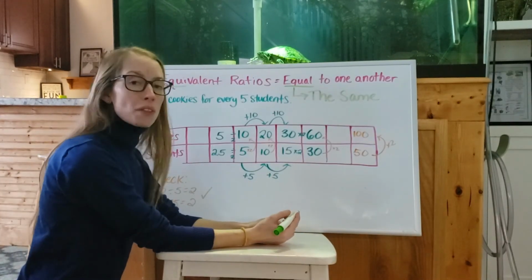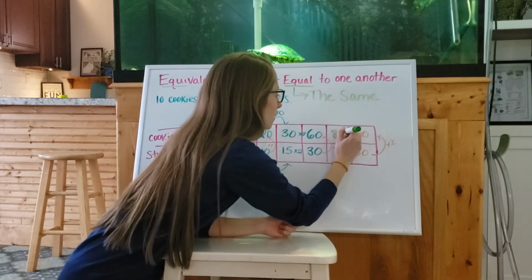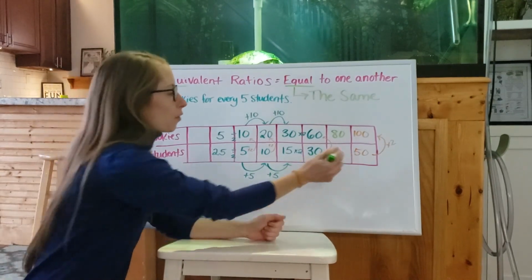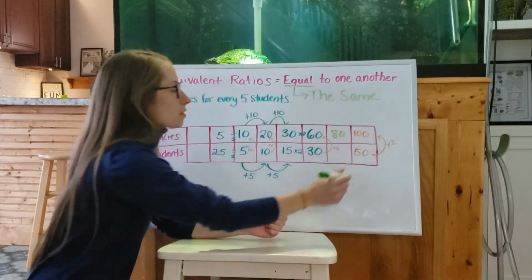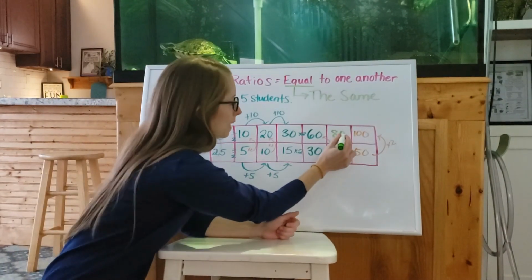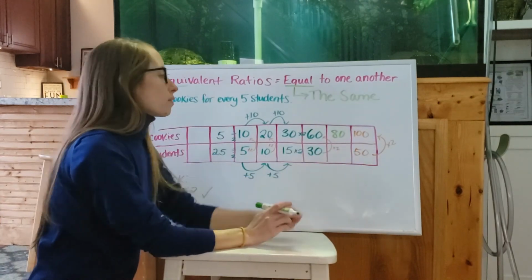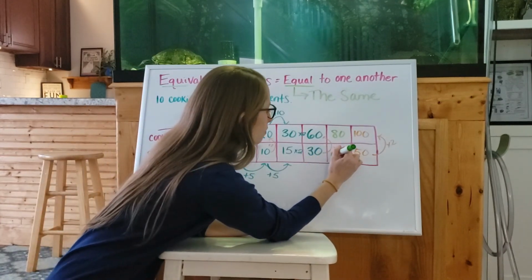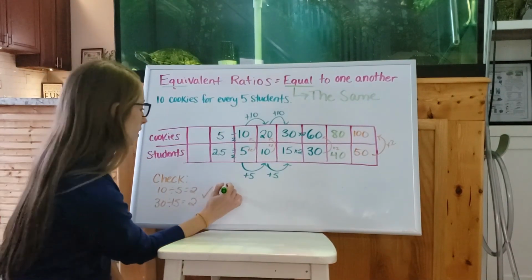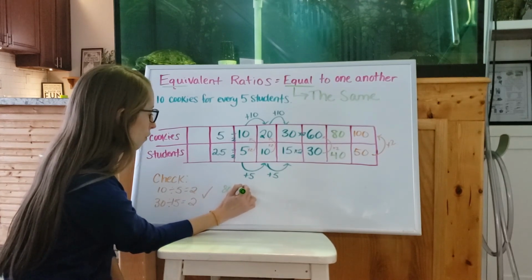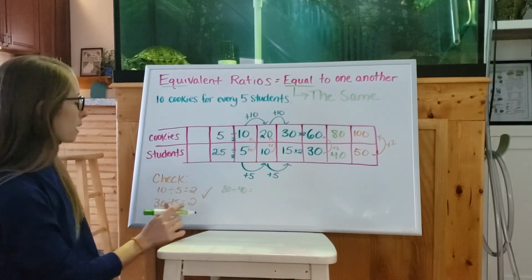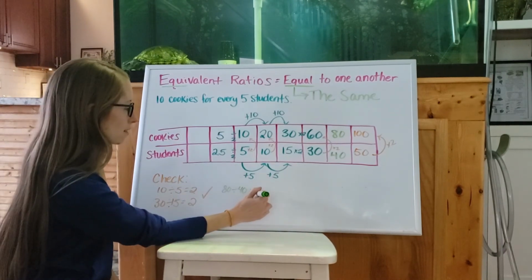Now let's say I know the number of cookies, 80 cookies, and I want to know how many students should get those 80 cookies. I know that in order to find the number of cookies, I multiply by 2. Well, division is the reverse of multiplication. So if I divide my 80 by 2, that will give me my number of students. 80 divided by 2 gives me 40 students. Now I'm going ahead and check once again. 80 divided by 40. If this is an equivalent ratio, my answer should be the same as my original ratio. And it is. Hooray!